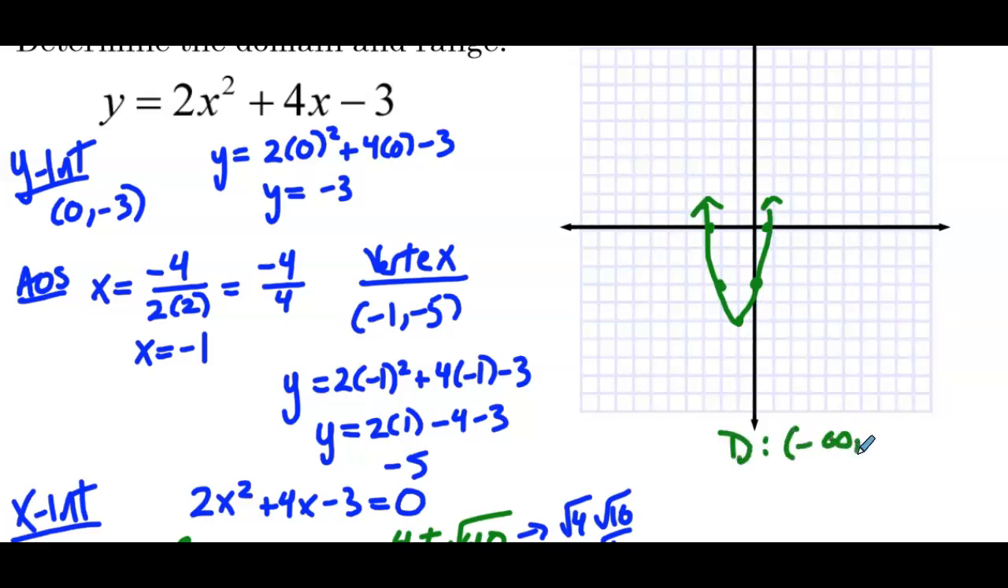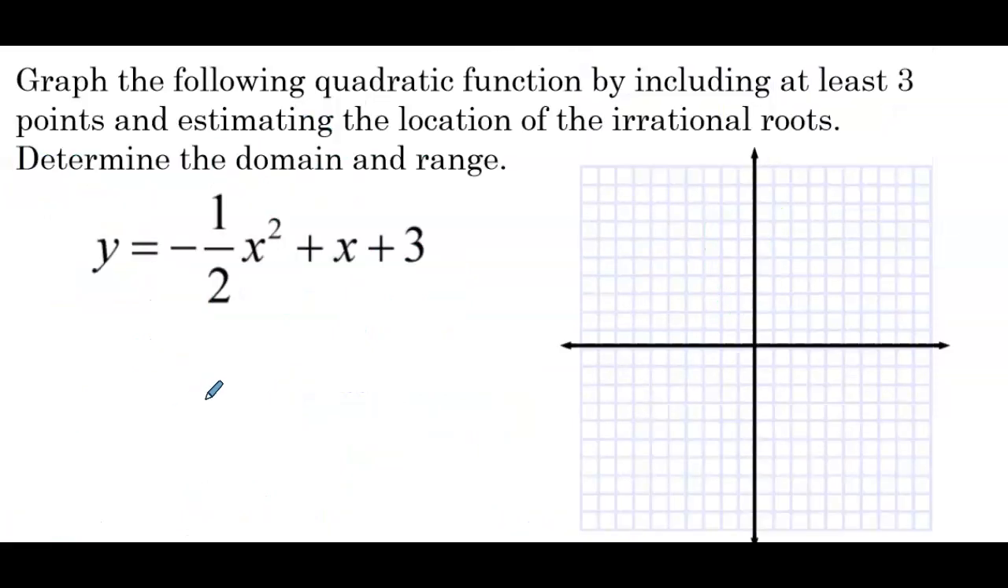Domain is all reals. And the range is any y value greater than or equal to negative 5. So we're going negative 5 to infinity. On to our next example.